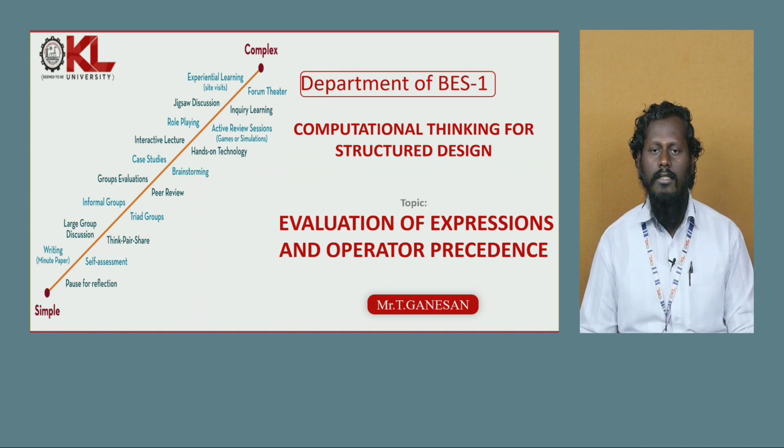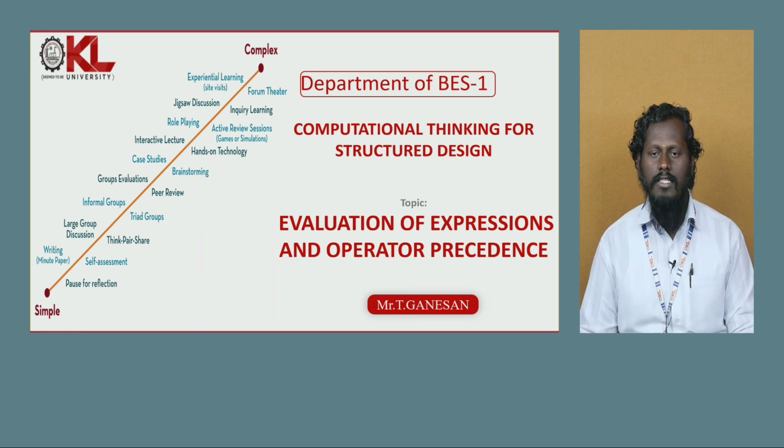Expression is nothing but the combination of operators and operand. So we have to know what is operator and what is operand. Operand is nothing but it is called as variable or the values. Operator is nothing but the mathematical symbols or called operators.